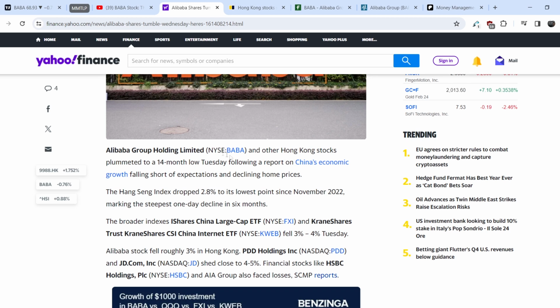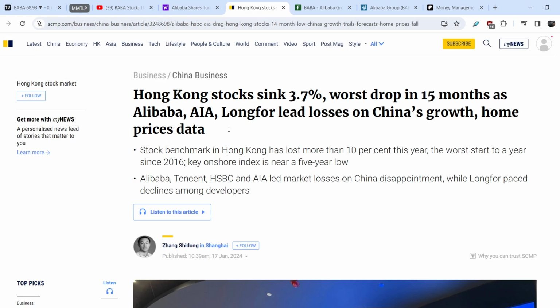Alibaba Group Holding Limited and other Hong Kong stocks plummeted to a 14-month low Tuesday, following a report on China's economic growth falling short of expectations and declining home prices. Let me show you that South China Morning Post also published a quite similar article, and they mentioned the same reason for this movement to the downside for pretty much the entire Chinese market.